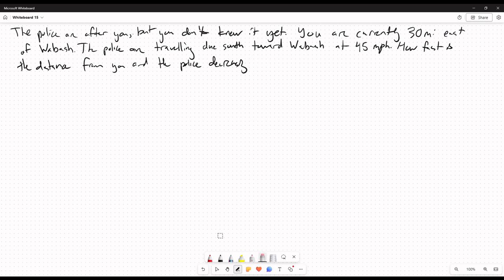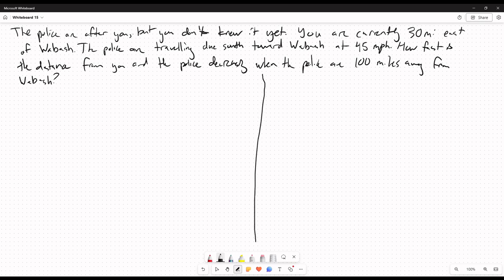And I should add a condition here. When the police are, we'll say, 100 miles away from Wabash. I could have made that problem a little harder, but this is our first distance problem. So, like we did in the previous problem, we're once again going to break this up into a general situation and a specific moment in time.